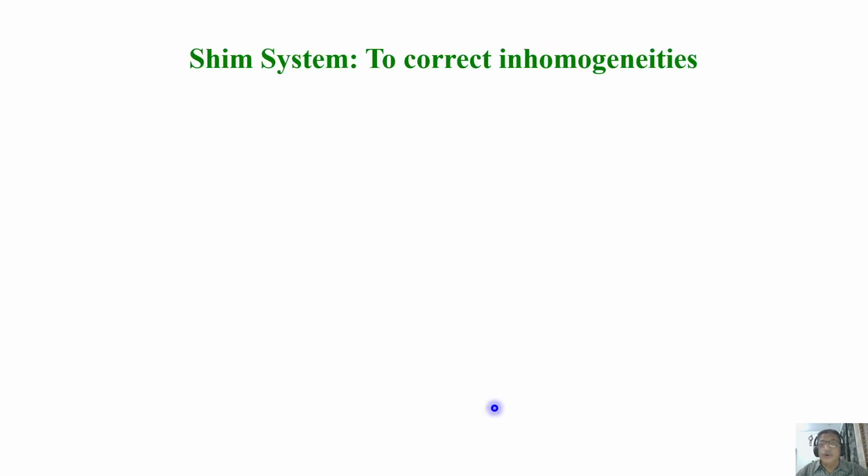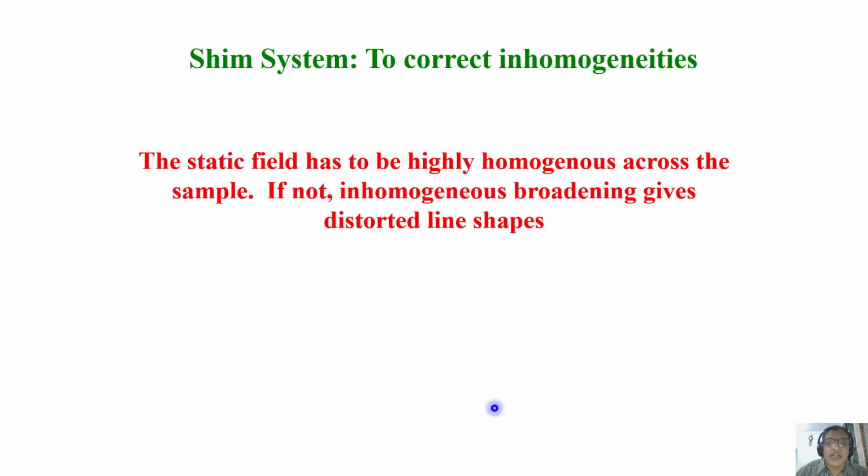Now, to get a homogeneous magnetic field, in general, when you make a magnetic field, it is not perfectly homogeneous over a sample volume of 1 or 3 or 4 centimeters at the rate of 1 part in 10 to the power 10 homogeneity. It is not always true. Cannot happen. There will be inherent inhomogeneities. We need to correct it. The static field has to be highly homogeneous across the sample. Otherwise, you will get distorted line shapes and broadened peaks.